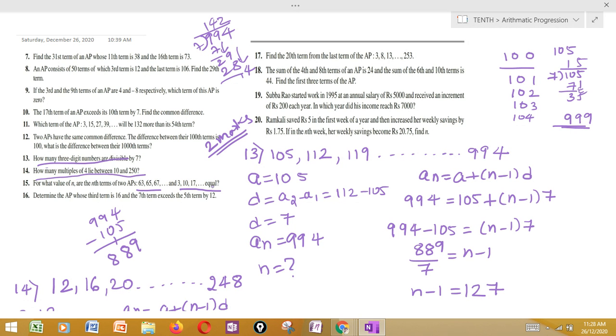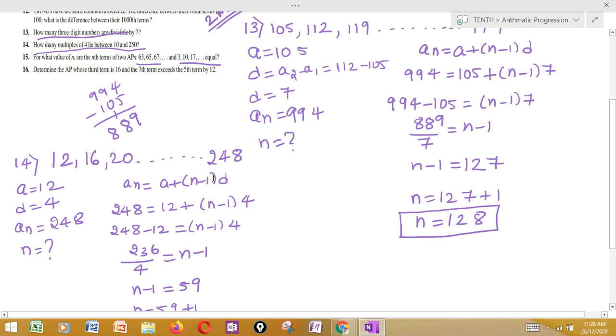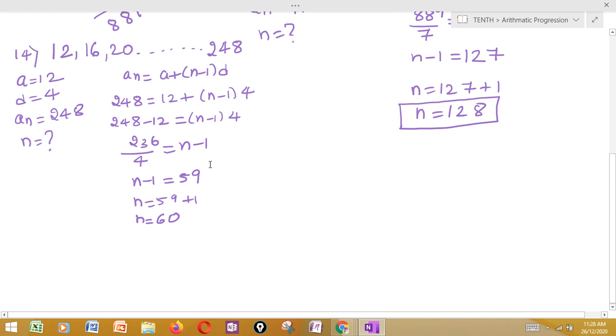Yes, sir. Okay, let me solve the problem now. First I will write those progressions. Remember that 63, 65, 67. So it is the 15th example, right?